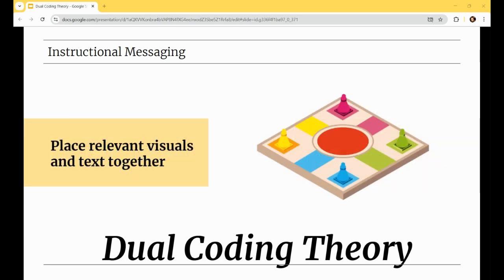Another way is to place relevant visuals and text together. So rather than separating words and their corresponding visuals, you could place them close together to encourage greater association. Think of it this way. Have you ever had someone try to explain to you how to play a new board game without demonstrating anything, without showing you anything at all? It's confusing. So by linking words with visuals, the impact on understanding is exponentially greater.